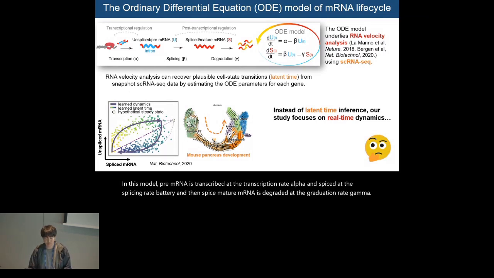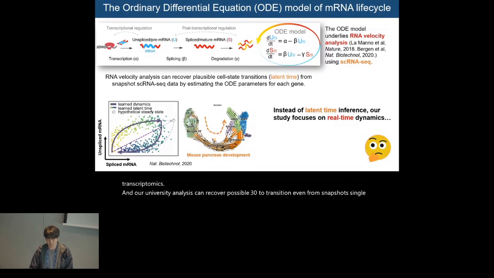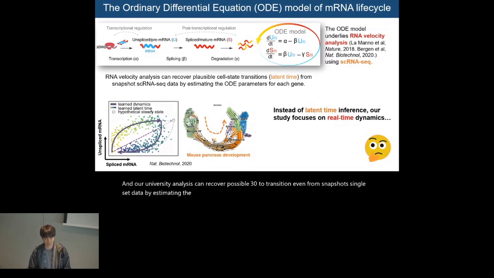This ODE model is widely known as the basis of RNA velocity analysis in single-cell transcriptomics. And RNA velocity analysis can recover plausible cell-state transitions even from snapshot single-cell data by estimating the ODE parameters for each gene. However, our study focuses on the real-time dynamics.